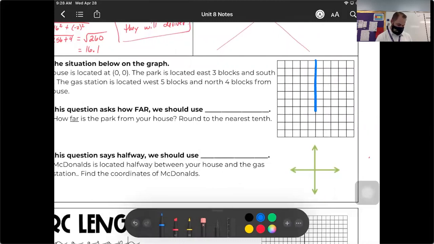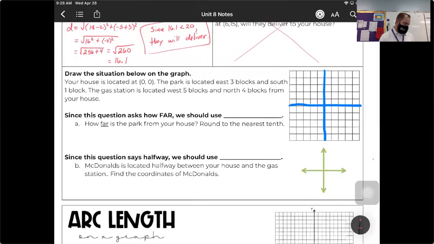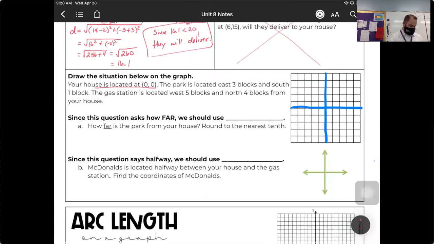Okay, so I'm going to put my X axis there, right through the middle. I should be able to fit everything there. It says your house is located at 0, 0. So right there at the origin, that is your house. I'll put an H for house.